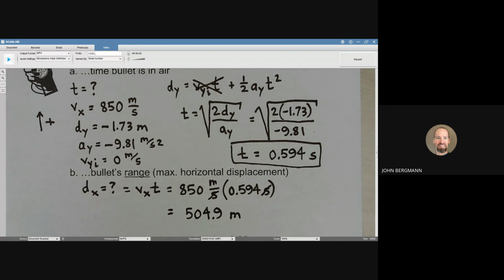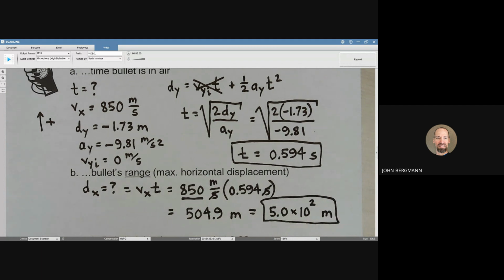But that has too many significant figures. In fact, 505 has too many significant figures. That has 3 significant figures. And based on that 850 that's given, we need to round our answer to 2. So the best answer, if we're being picky, is going to have to be expressed in scientific notation. 5.0 times 10 to the second meters to two significant figures.